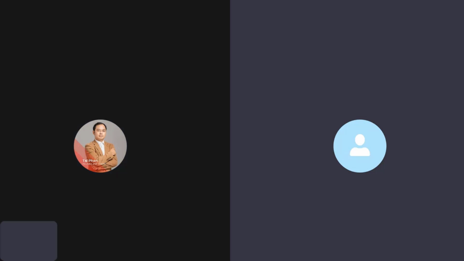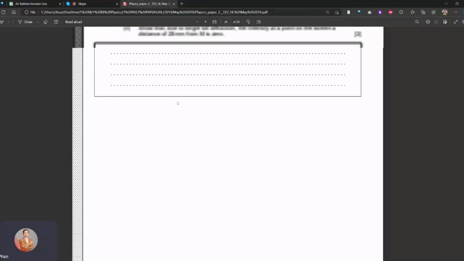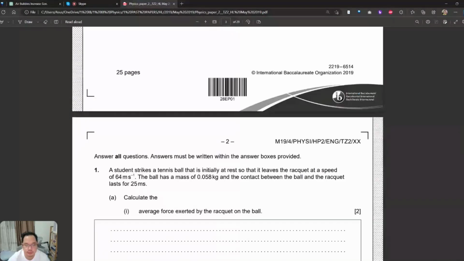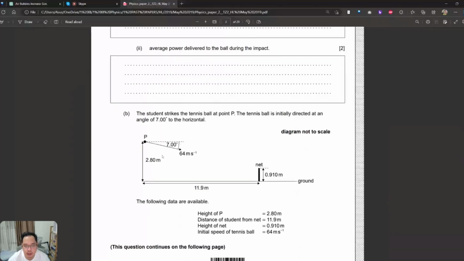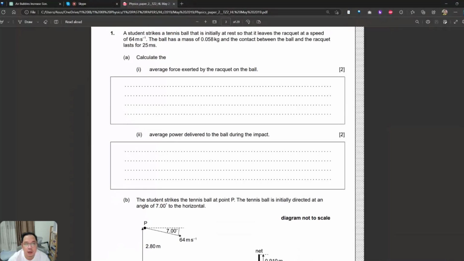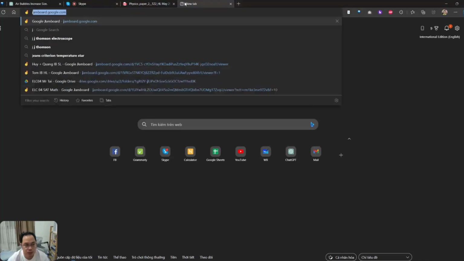I cannot erase the note on this document. Okay, here it is. Let me share the screen. Okay, paper 2. We've done this kind of question already, right? No, it was different. This one, I remember we've done it, but we haven't finished it all. Okay, Jamboard.